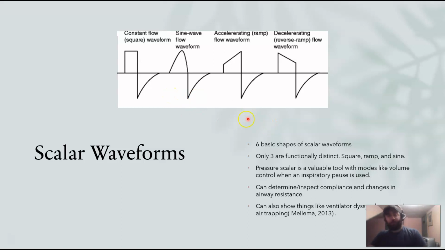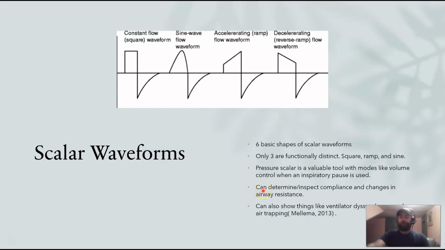Scalar waveforms. So you have 6 basic shapes, where 3 are functionally distinct, which are square, sine, and then your ramp. So the most common ones that you're going to see are probably these two here, your decelerating ramp and your square waveform.